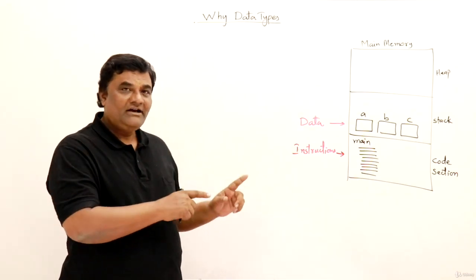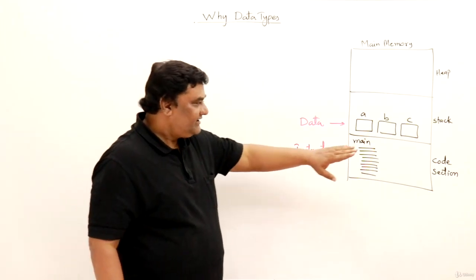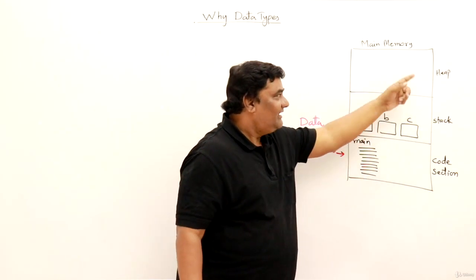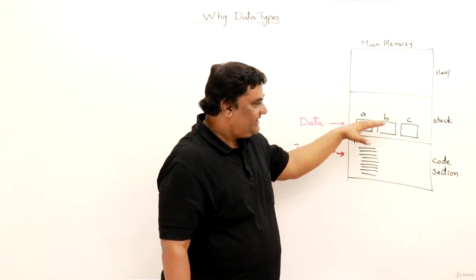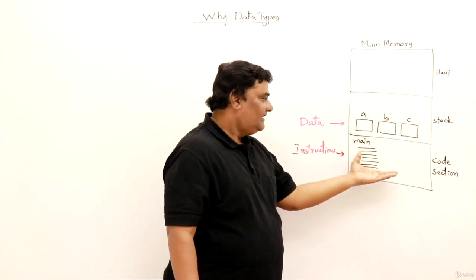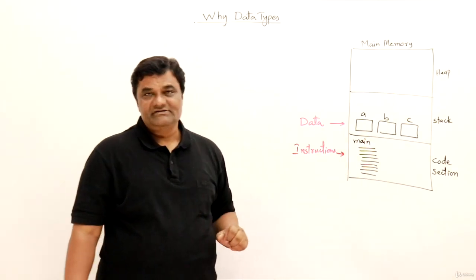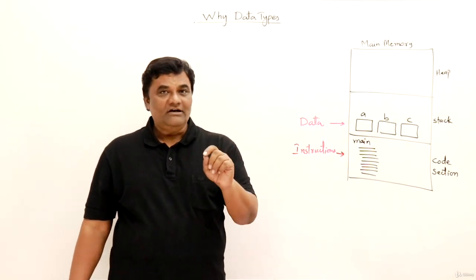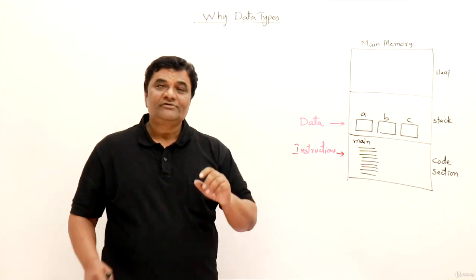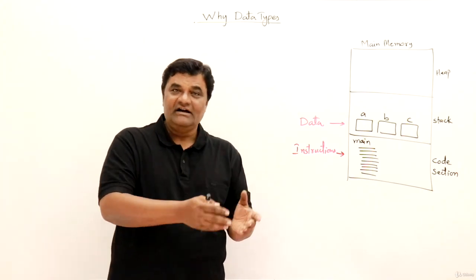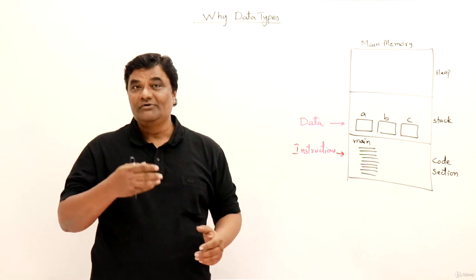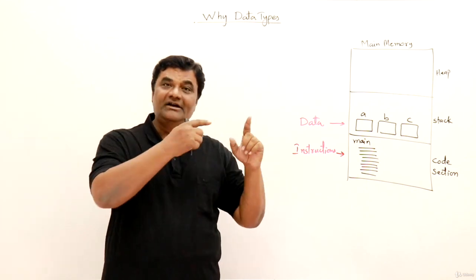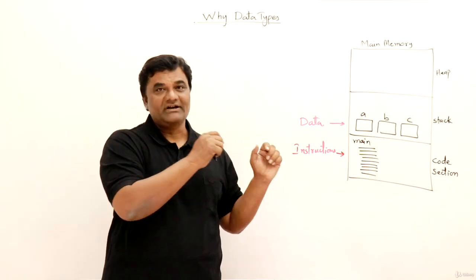I have shown how the program runs inside the memory. There are three sections, that is the code section, the stack, and the heap. The stack will contain data, that is all the variables. Then the code section will contain instructions. This we have already seen in one of the previous videos. Now we are writing programs so that they perform operations on data and get some results, that is computational results. We want our work to be done by machines by executing programs.